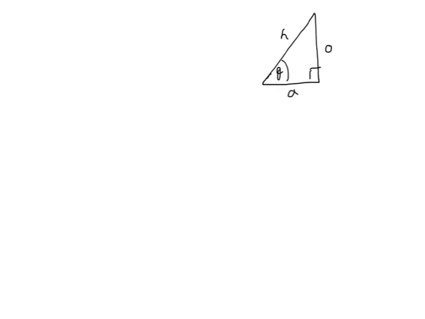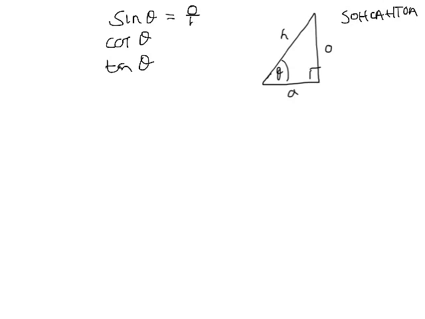Okay, you should remember from GCSE your definitions of sine, cos, and tan from the right angle triangle. The way that many people remember this is by SOHCAHTOA. So we say sine theta is the opposite side over the hypotenuse, cos theta is equal to the adjacent side divided by the hypotenuse, and tan theta is equal to the opposite side divided by the adjacent side.